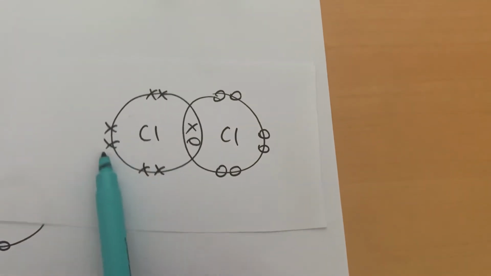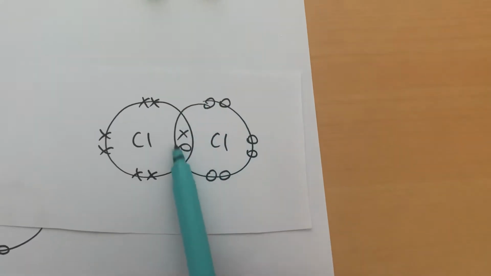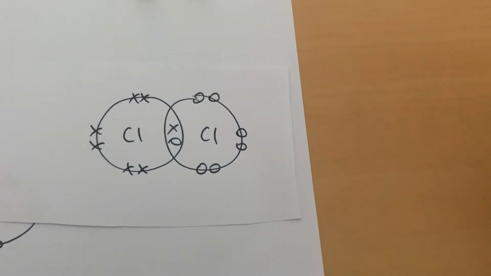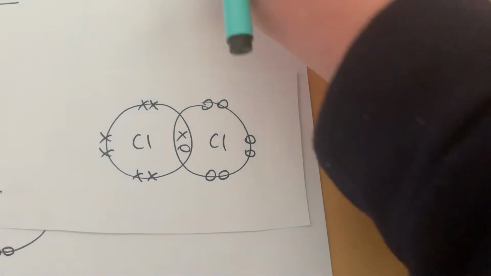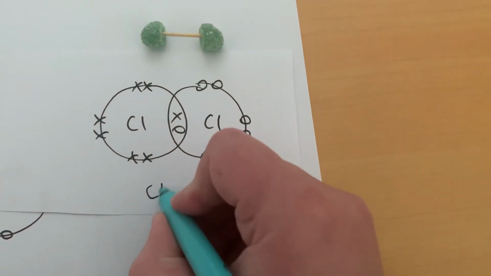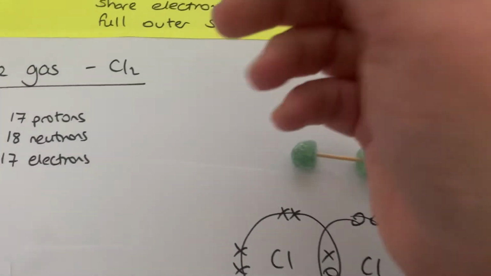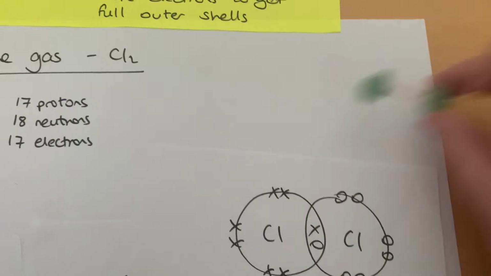If you look inside this circle for this chlorine atom and count, there's 8 electrons. And if you look inside this circle for that chlorine atom, there's also 8 electrons. So we'll see that both of them are happy, both of them have the full outer shell, and we can draw it like this. The formula then is Cl2, so there are 2 chlorine atoms in the molecule.